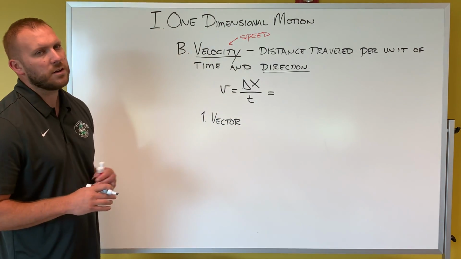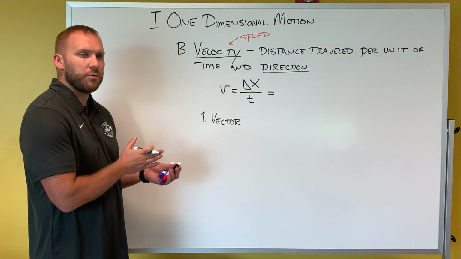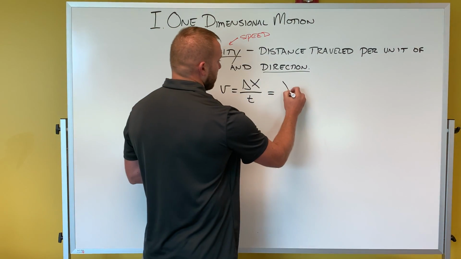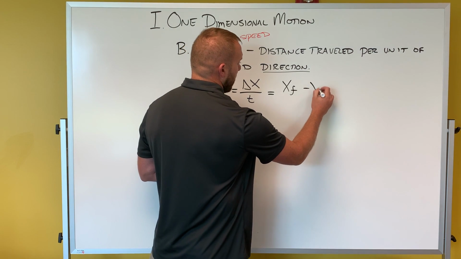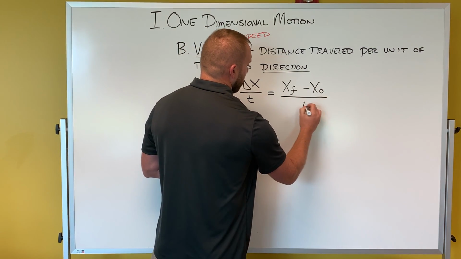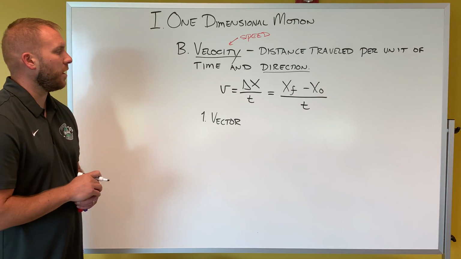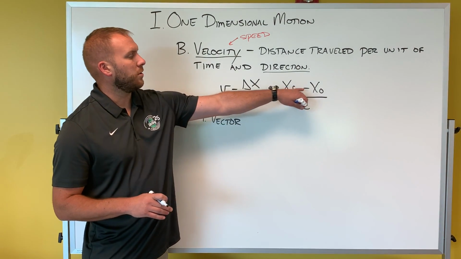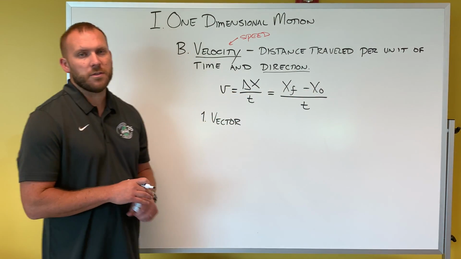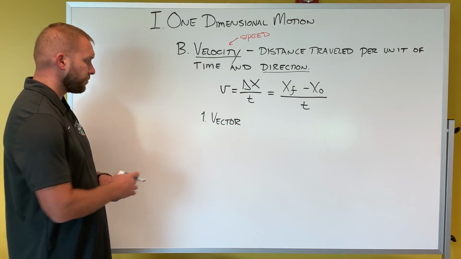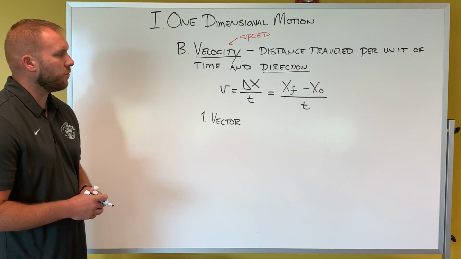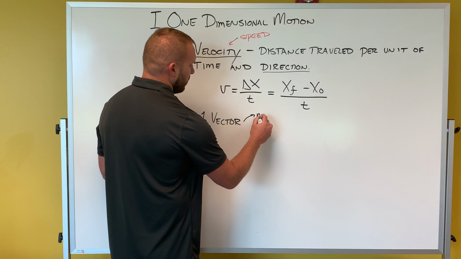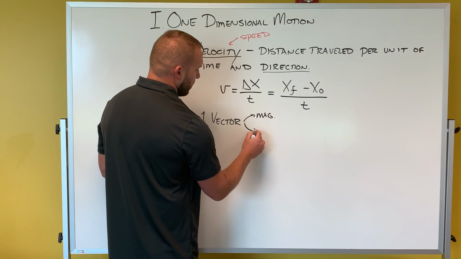So really, velocity deals with how fast you are traveling for your displacement. And remember that displacement is position final minus my initial position over time. So this is a way that we can rewrite our velocity equation: velocity equals final minus initial position divided by the time that it takes. Now, velocity is a vector. And again, vectors have two components: both a magnitude and a direction.